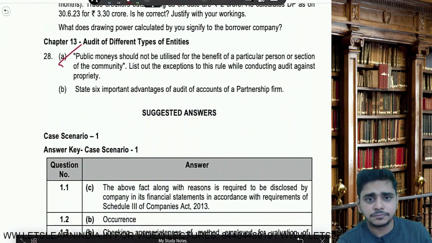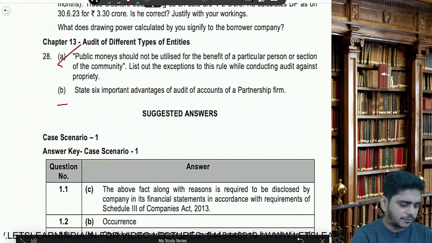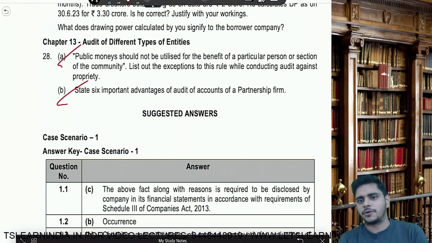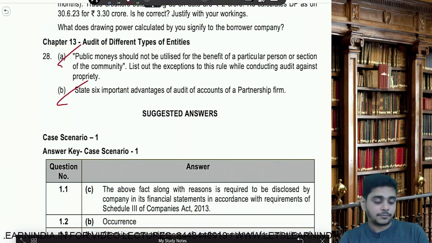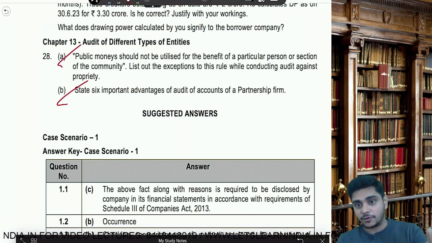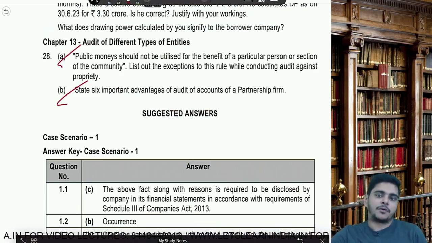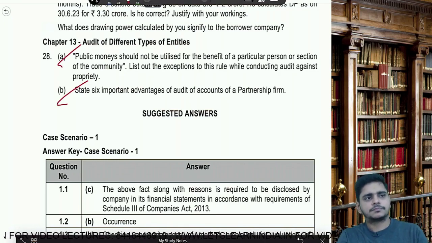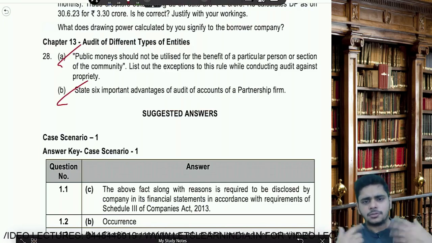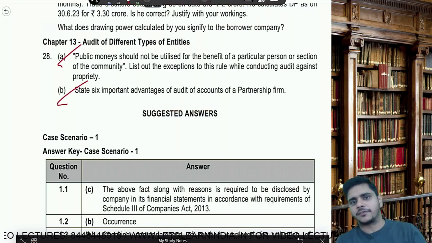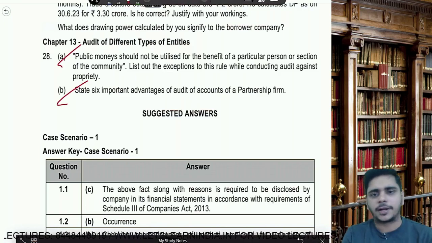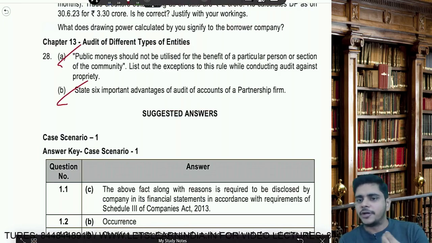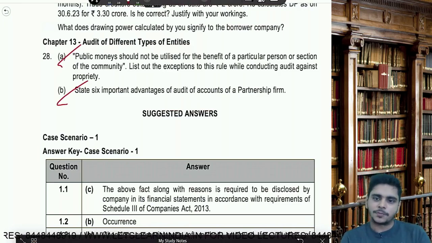Then 6 important advantages of accounts audit of a partnership firm. So why do we do audit? To gain a fair view, to keep a check on the employees, to get proper taxes. 44AB of Income Tax requires audit if the turnover is more than 1 crore. At the time of dissolution, to resolve any dispute. So advantages of audit from chapter number 1, you can write here advantages of audit of accounts of a partnership firm. Why do we do audit? To obtain loans, to pay proper taxes, anything you can write. Clear?